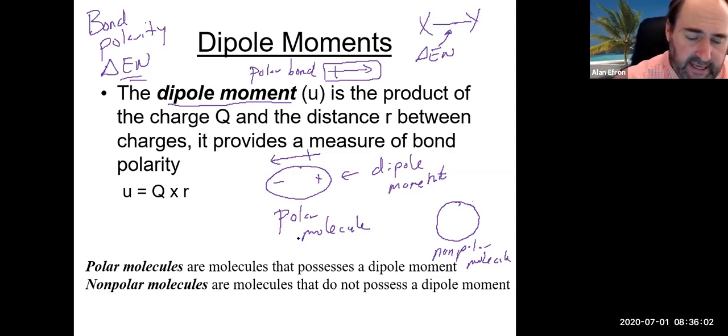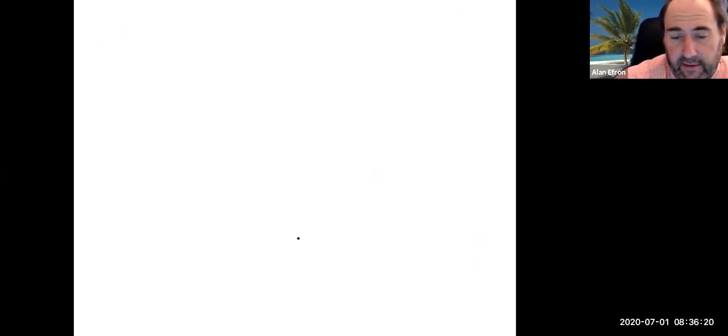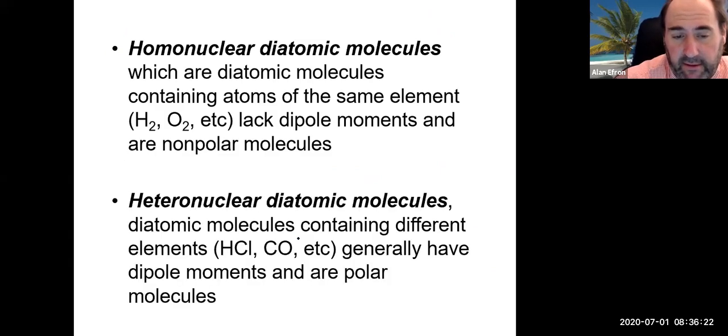We're not going to calculate dipole moments or anything like that, but just in case you wanted to, that's kind of how you would do it. But we're not going to get into that here. Okay. So if your molecule ends up having a dipole moment, it's a polar molecule. If it has no dipole moment, then it is a nonpolar molecule.